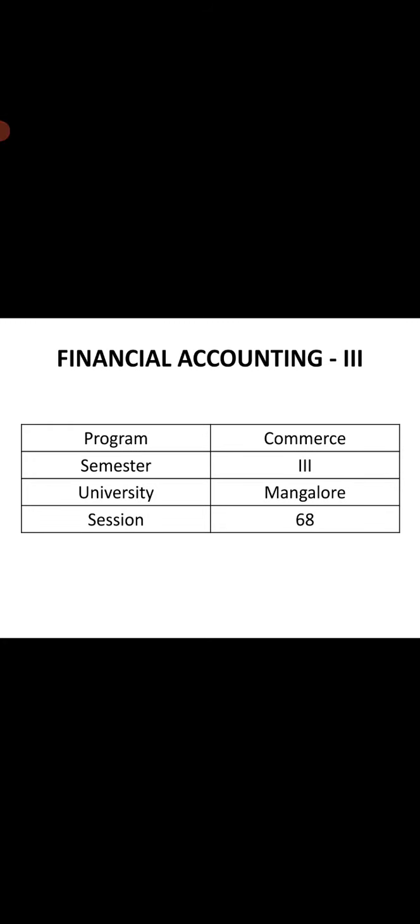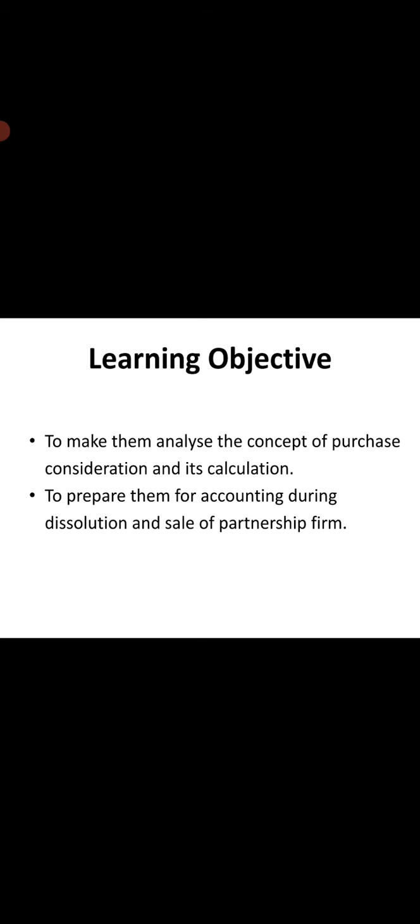In today's session, we are supposed to discuss Financial Accounting 3, Program Commerce, Semester 3, University Mangalore, Session 68. Recap of previous class: to make distinction between dissolution and sale of firm, need for dissolution and sale of firm. Learning objectives: to make the students analyze the concept of purchase consideration and its calculation, to prepare them for accounting during dissolution and sale of partnership firm, including piecemeal distribution.